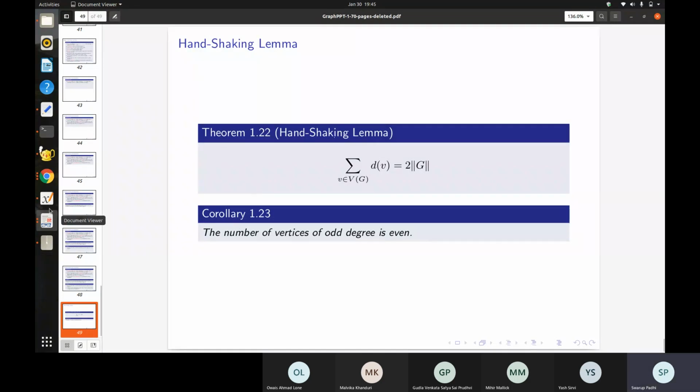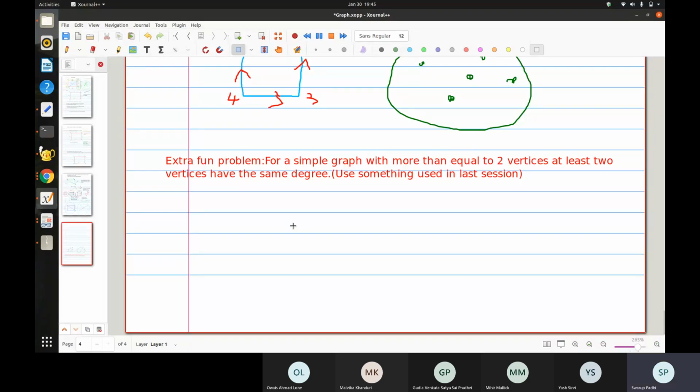Okay, so just try this problem: for a simple graph with more than or equal to two vertices, at least two vertices should have the same degree. Use something used in the last session. At least two vertices should have the same degree if it is a simple graph with more than or equal to two vertices. Think about how many possible degrees a vertex can have if there are n vertices.